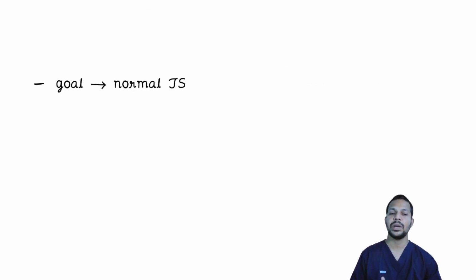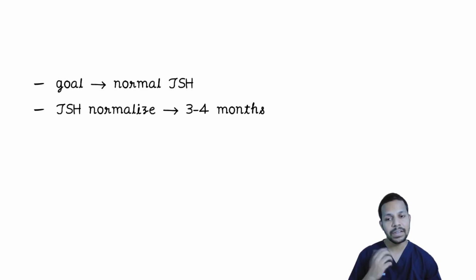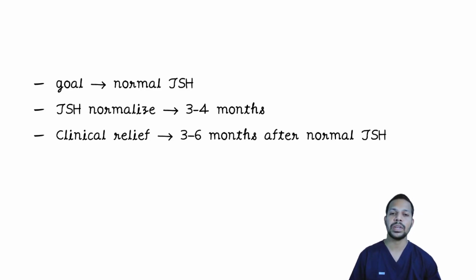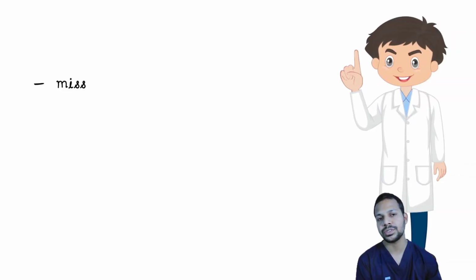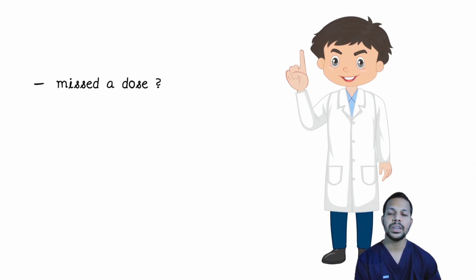What's the goal of the treatment here? Our goal is to normalize the TSH, but how long does it take? It will take approximately 3 to 4 months. How long do the clinical features take to disappear? It will take 3 to 6 months after the TSH normalization. And how do we adjust the dose? At every follow-up, we'll adjust the dose by 12.5 to 25 micrograms. So what happens when the patient misses a dose? There is no worry. The patient may be asked to take 2 doses the next day.